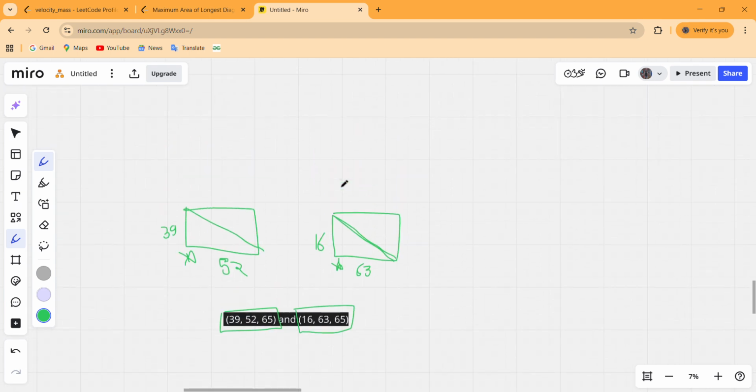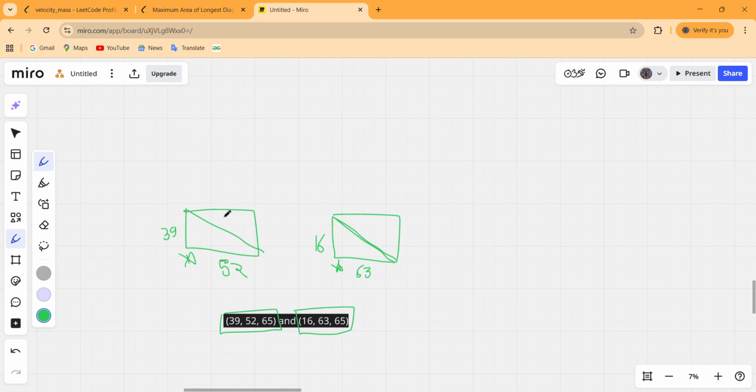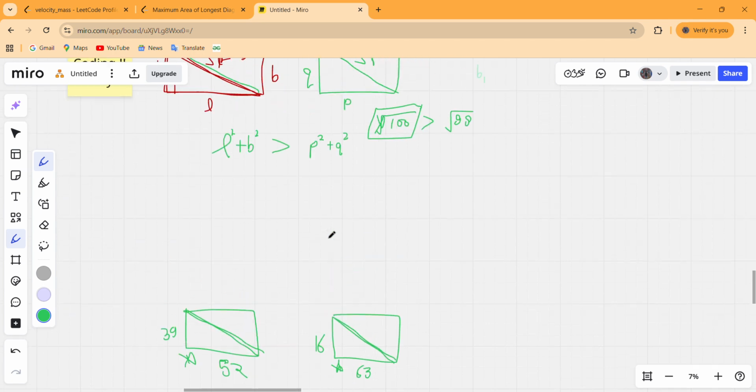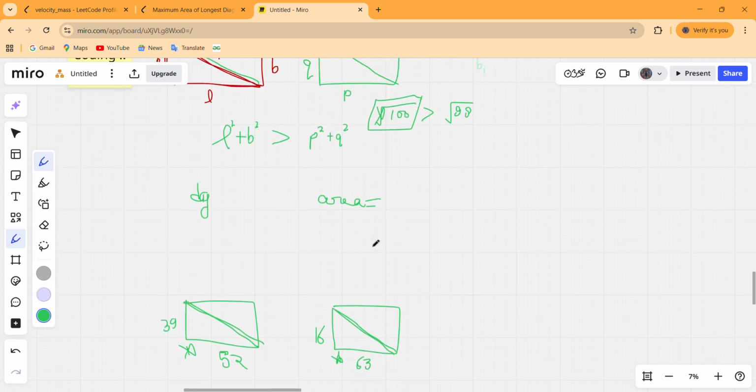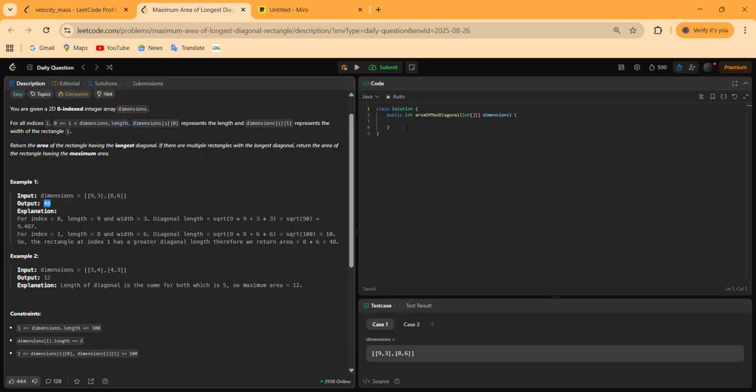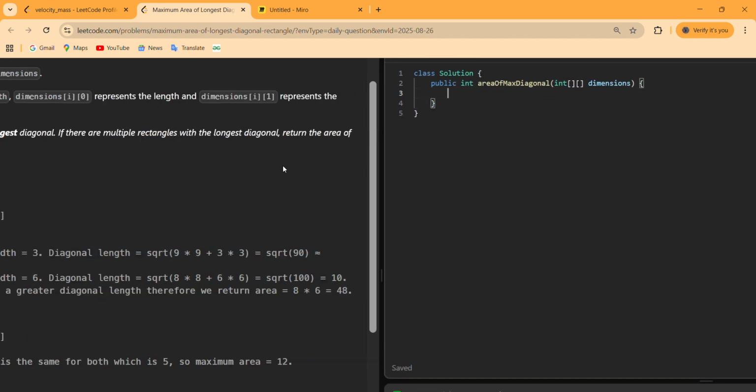So if we have the same diagonal length for two or more rectangles, then only we have to check the area. So what we are doing is, we simply find our best diagonal till now, and if there are two or more rectangles that have equal diagonal length, then only we check our condition of area. Now let us first code this and visualize what we are doing.